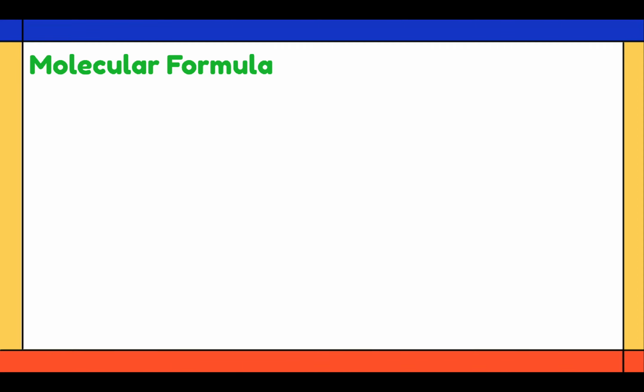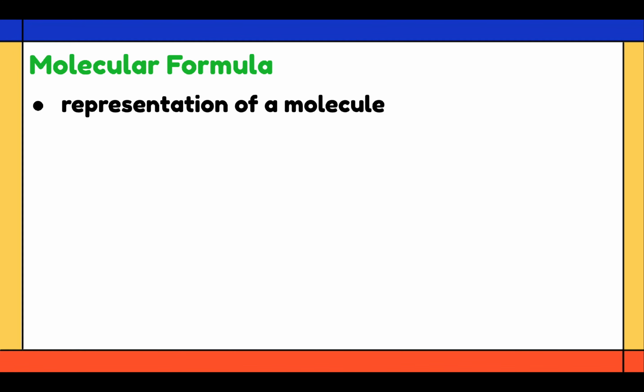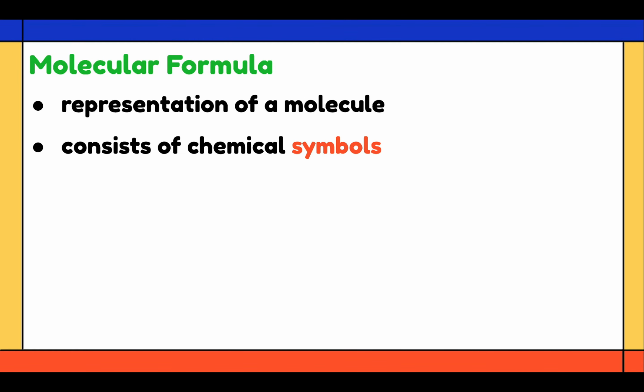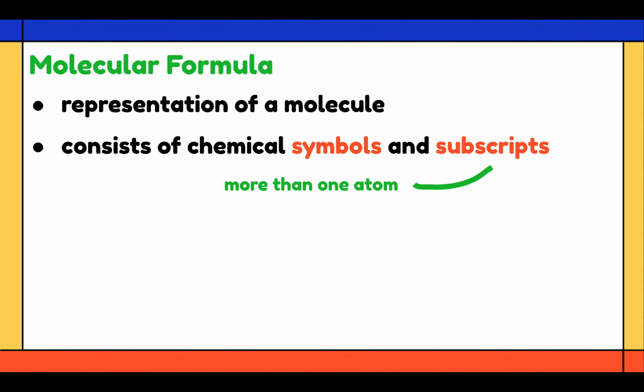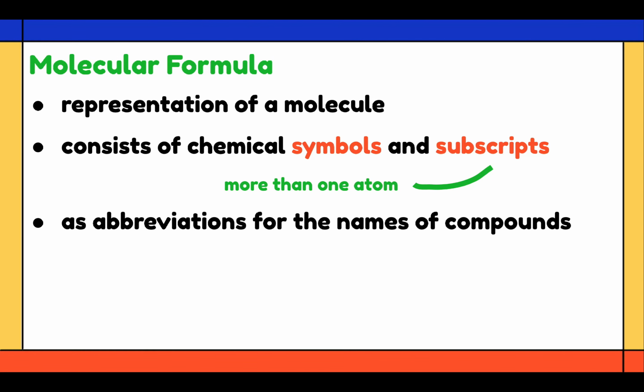A molecular formula is the representation of a molecule that uses chemical symbols to indicate the types of atoms, followed by subscripts to show the number of atoms of each type in the molecule. Remember that a subscript is used only when more than one atom of a given type is present. Molecular formulas are also used as abbreviations for the names of compounds.